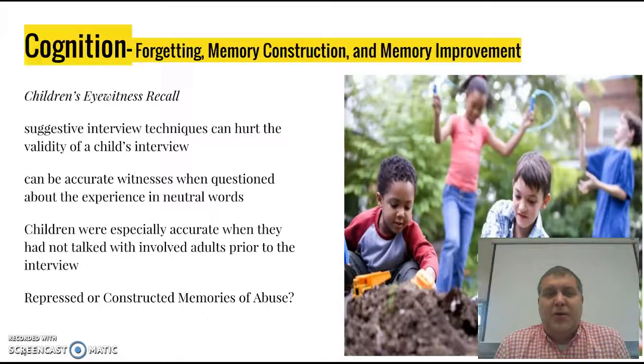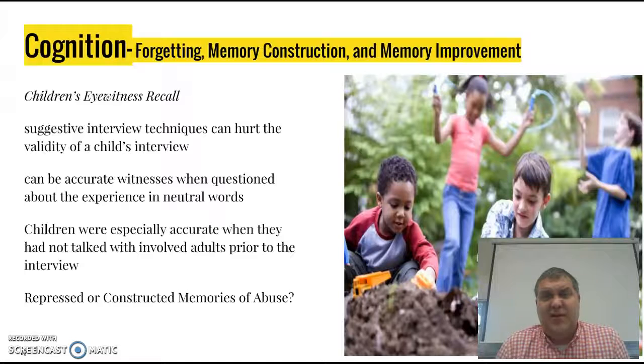Children can be accurate when questioned about their experiences, but you can lead them to think one way or the other way. Sort of like reverse psychology: you say no, you don't want to do that, and then you make them think they want to do that. Children are especially accurate when they have not talked with involved adults prior to the interview, so the adults are the ones who actually mess up the interview process for them.